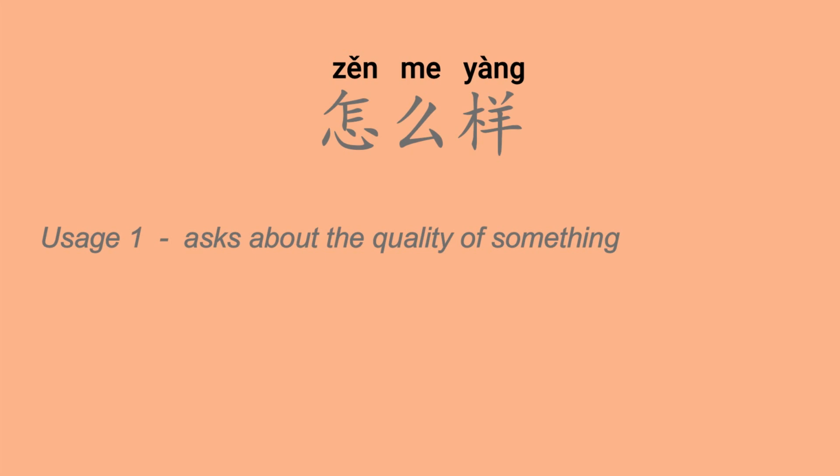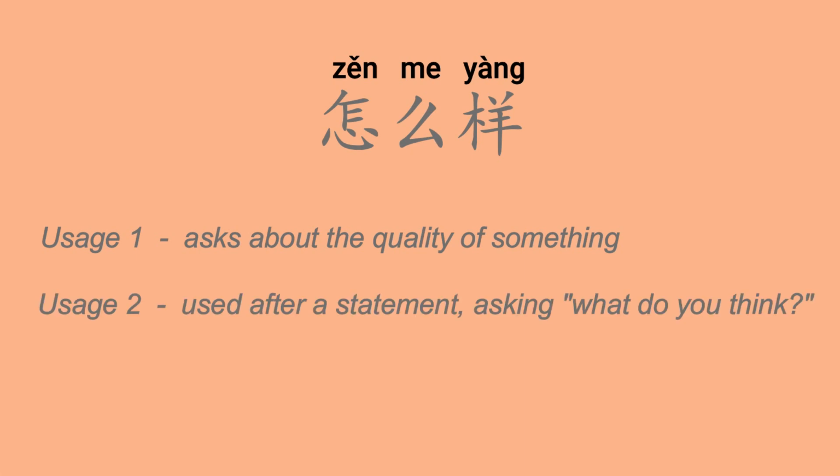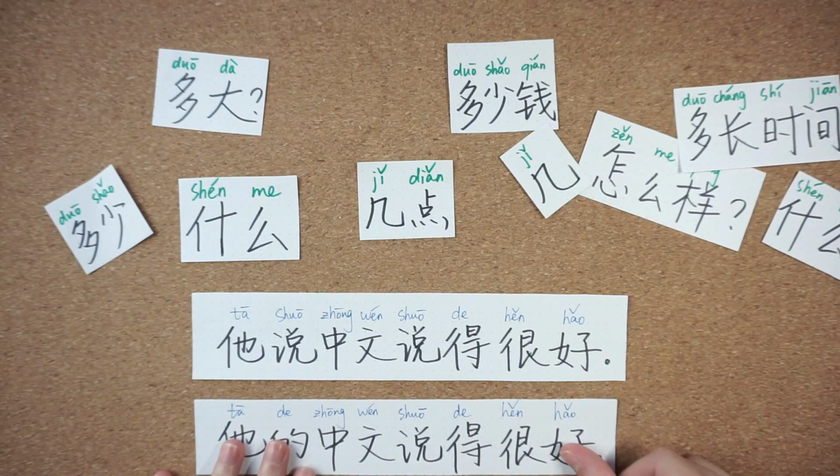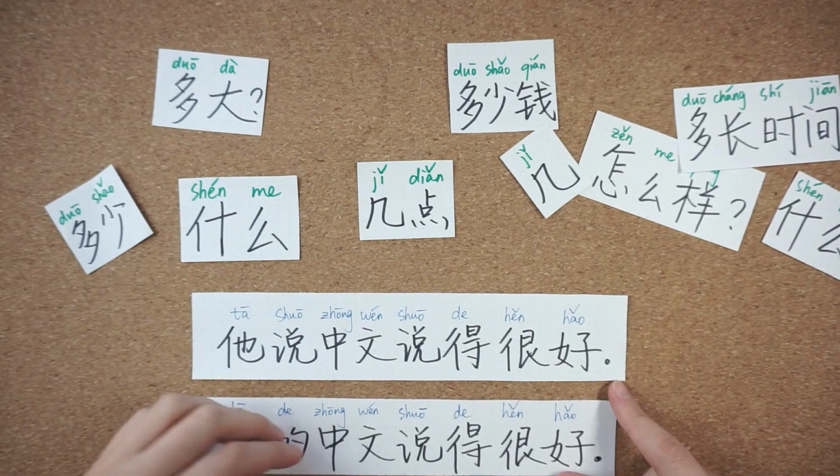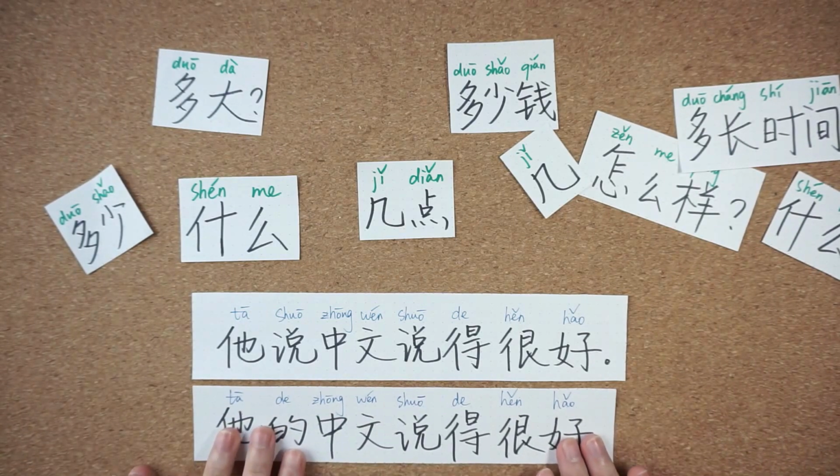Next question word I want to share is 怎么样? 怎么样 has two usages. First one, we use 怎么样 as a question word to ask about the quality of something. The second usage of 怎么样 is to tag it after a statement, meaning what do you think? So I have two sentences. Actually, these two sentences express the same meaning, but in different sentence structure.